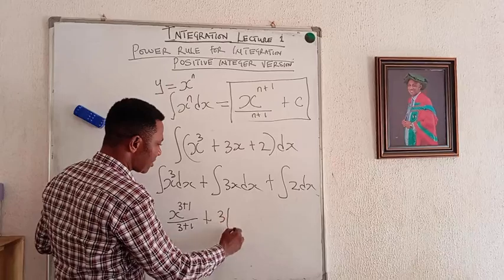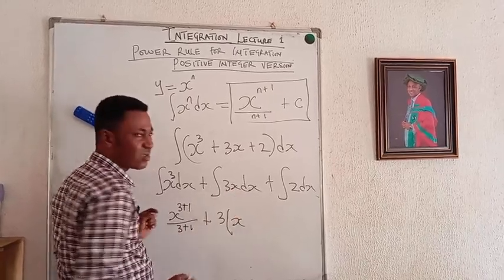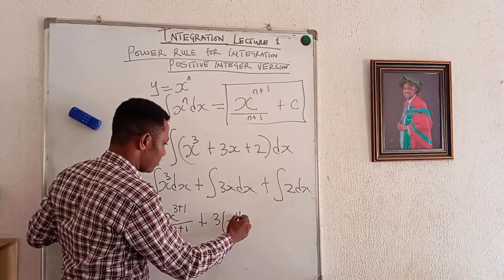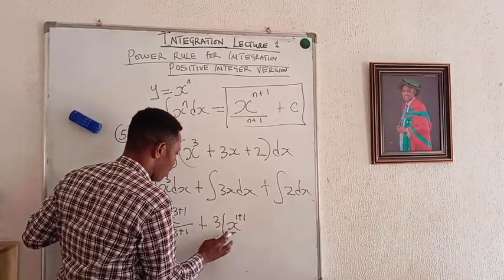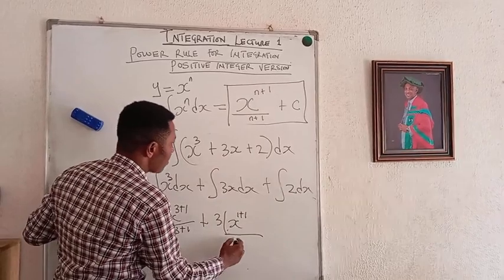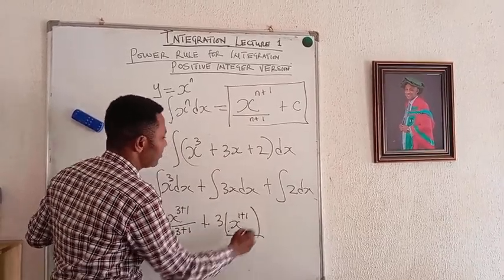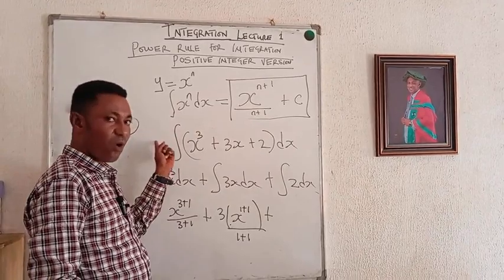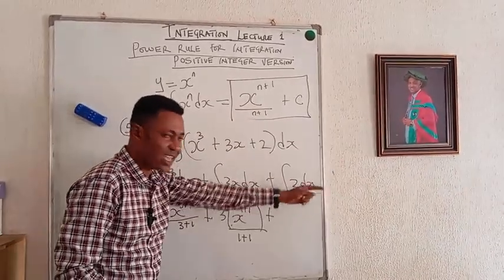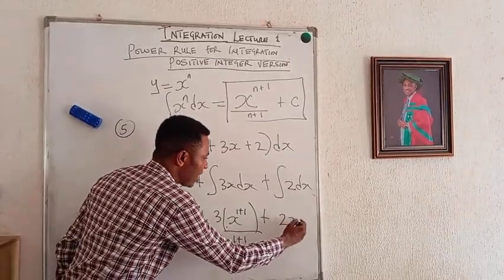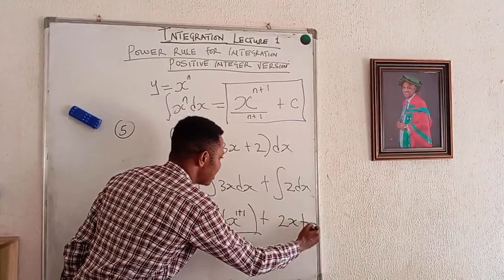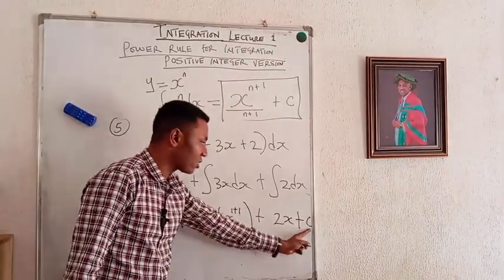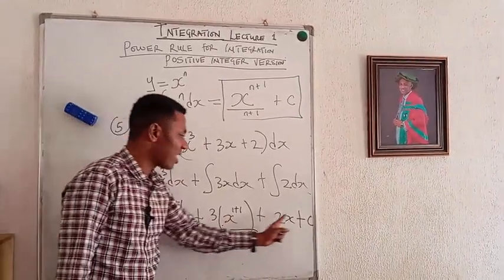So now, I can just write it this way, x. What is the power of x? Is it not 1? The power is 1. So 1 plus 1, then all over 1 plus 1. Plus, look at this one now. Integrate 2 ds. From example 4, the previous example that I did, the result is 2x. But mind you, we are still going to add c, which is the constant of integration. It's going to be a common one because this c is common to all of these.